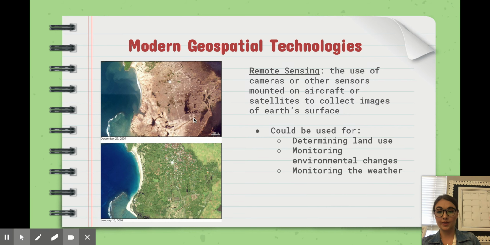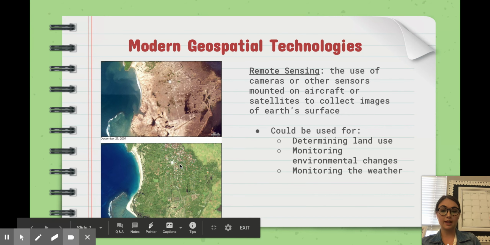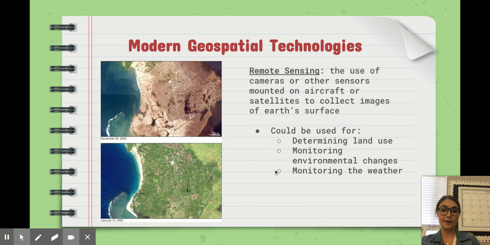And so you can tell that after the tsunami, the land is completely wiped out. It almost looks desolate, like nothing is there. When before it was very lively, and you could tell people were living there. Now it pretty much looks abandoned. And so that's one way that remote sensing is used, but that's just taking pictures from the sky.